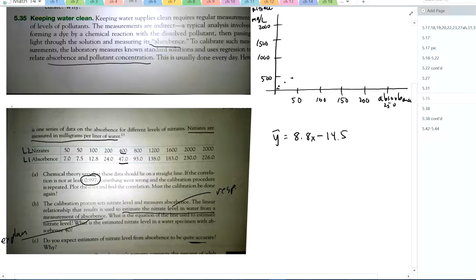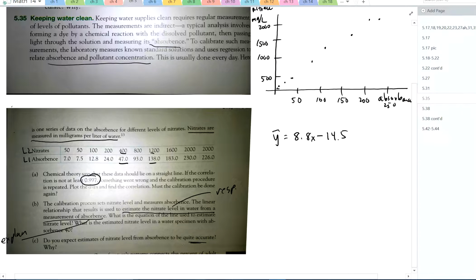So now you can see where I'm going with this. When you have more data, you're going to do what I did before and just plot them in there. This is probably a better way to go with fewer pieces of data. 93 and 800, 138 and 1200, and it's just a sketch, so we're just trying to be close. 183 and 1600. If I wanted to be exact, I'd pull out my graph paper and go to town. And 2000, and then 226 and 2000. Okay, so there's our sketch.